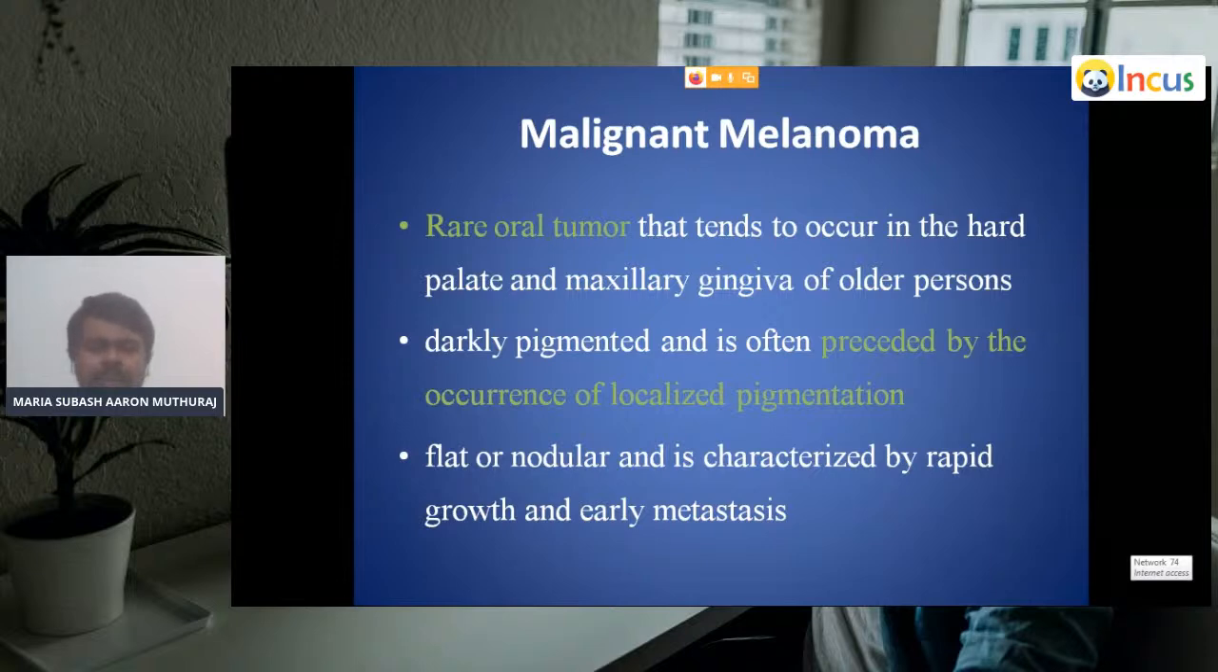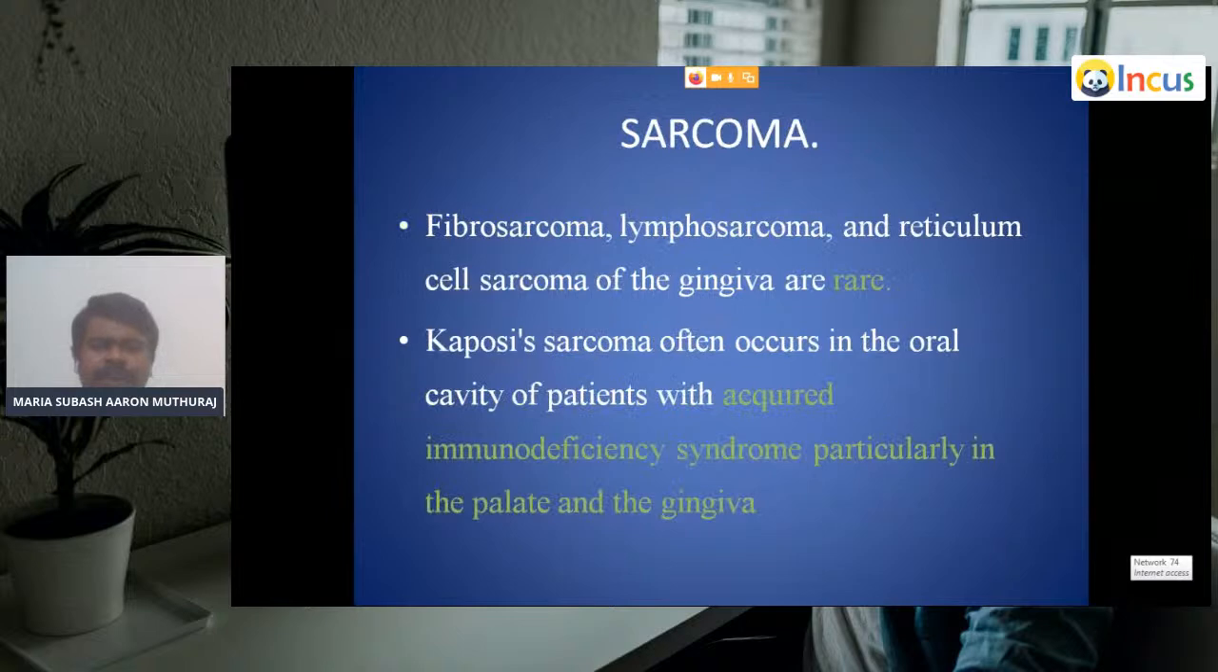Malignant melanoma is darkly pigmented, and it is often preceded by the occurrence of localized pigmentation. It may be plaque or nodular. Sometimes it is characterized by rapid growth and early metastasis. Sarcoma, fibrosarcoma, lymphosarcoma, and reticular cell sarcoma of the gingiva are very rare.